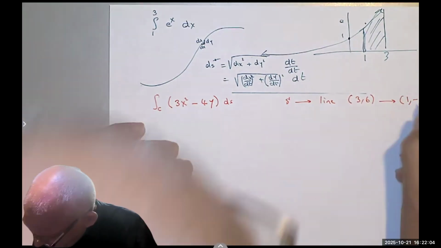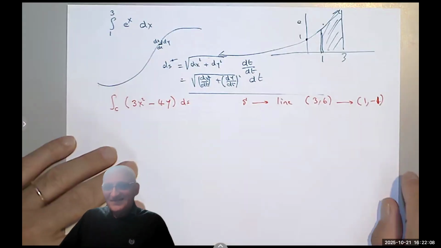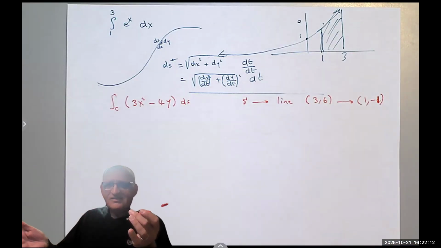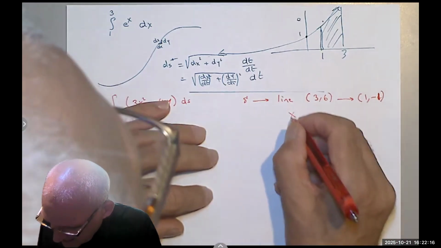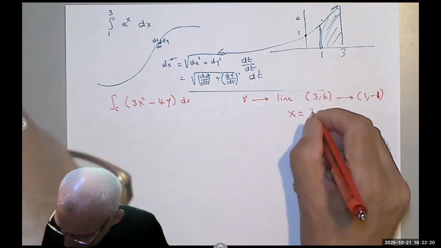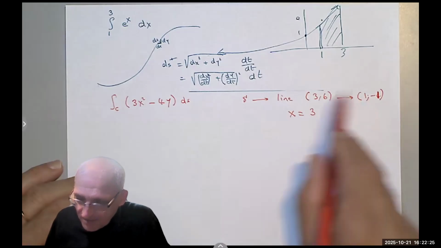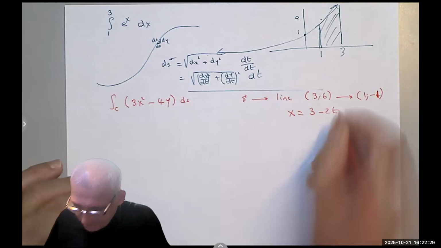Oh, I said -1 and I wrote -2. I'm sorry. Okay. Did we learn how to parameterize a straight line? Very simple. You say x here can be written as you take the first point, which is 3, and then you look at ending point minus beginning point, you get -2, so minus 2t.